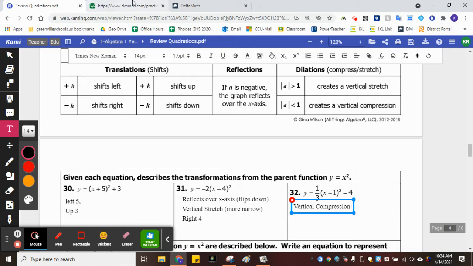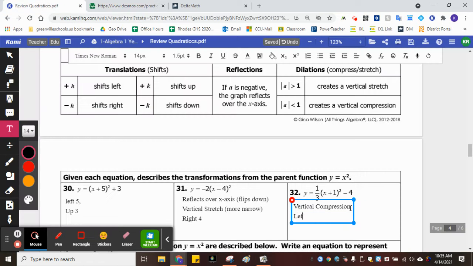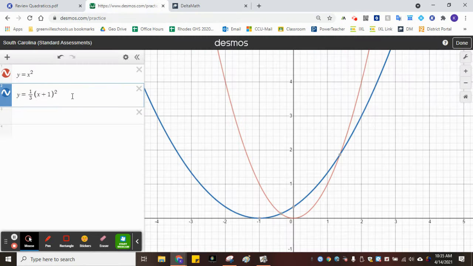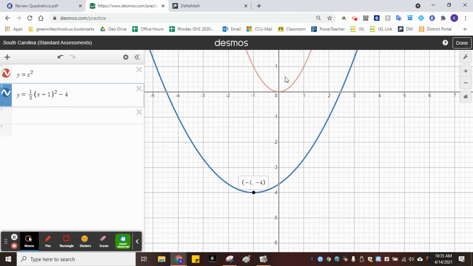And then the 1, so I add to it on the inside. You can take it step by step because each number does something different. So adding 1 moved it 1 unit left. And then minus 4 at the end, what do you think that's going to do? Yeah, moved it down 4. So from (0, 0), I want left 1 and down 4.